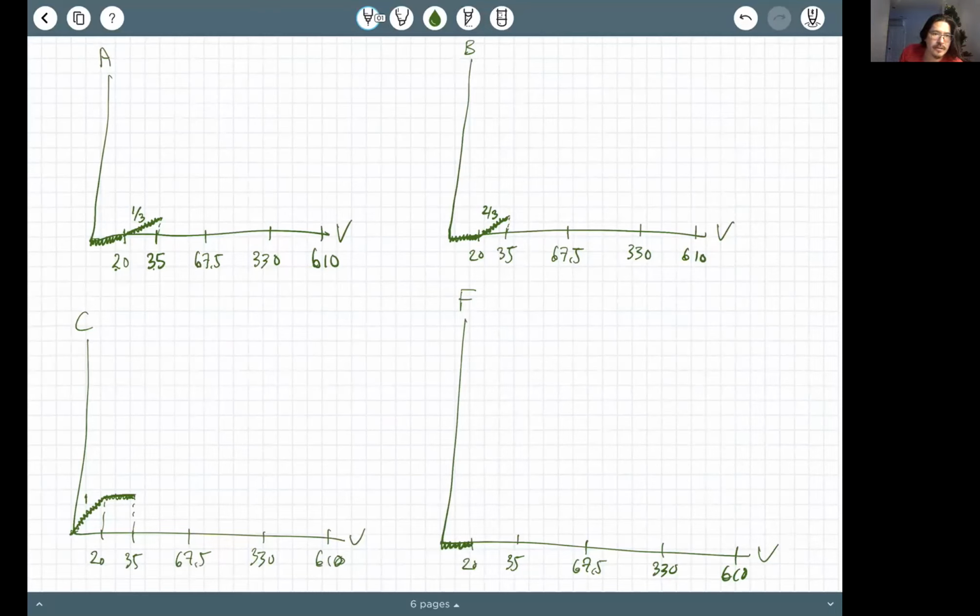So far, so good? So now let's think about what happens. Oh, well, I should also mention what's happening for founders. Founders are still getting nothing. Now, what happens from 35 to 67.5? A is not converting, so they have a slope of 0. Now, what happens for B, C, and founders? Well, all of them are going to have some slope.